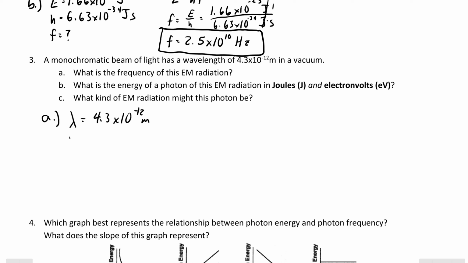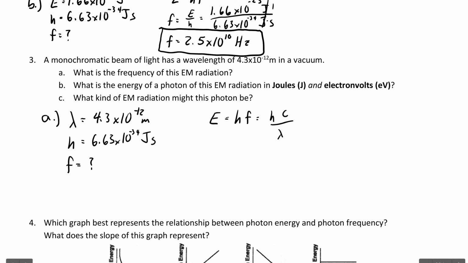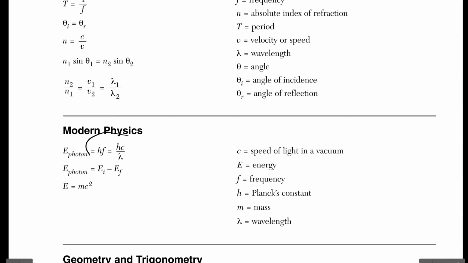And what we always know, h is equal to 6.63 times 10 to the negative 34 joule seconds. What are they asking for? The frequency here. It is tempting to use the energy of the photon, E is equal to hf, which is equal to hc over lambda. What are they asking for?